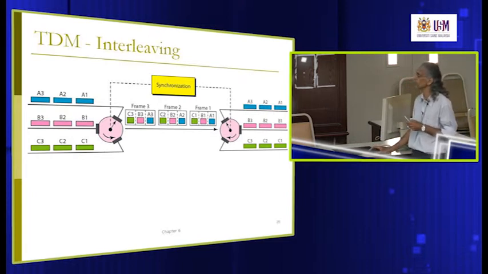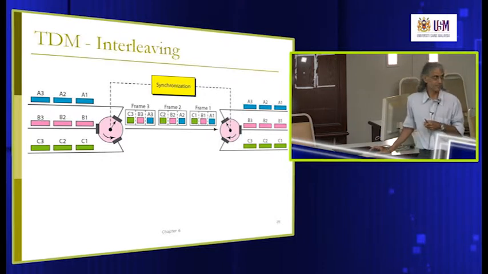So the multiplexer here must be able to take the data as fast as it comes, put it into a frame, and then send it out. And then the demultiplexer must be able to extract the individual bits from the frame and then put them into the individual lines. So these two must be synchronized perfectly. Otherwise, if one is collecting data and sending to the frame, and the other is not working at the same speed or synchronized, then it would be a problem. You cannot read properly whatever is being sent. So the multiplexer and demultiplexer have to be properly synchronized.